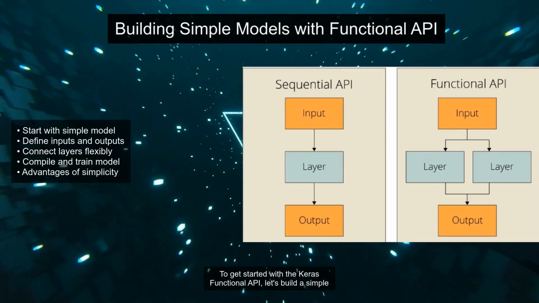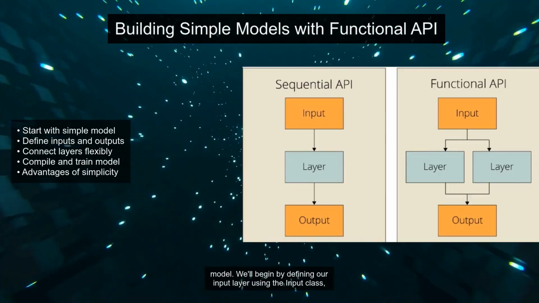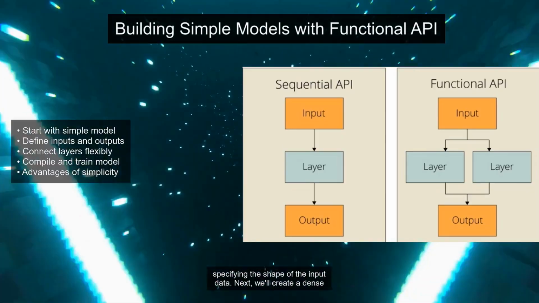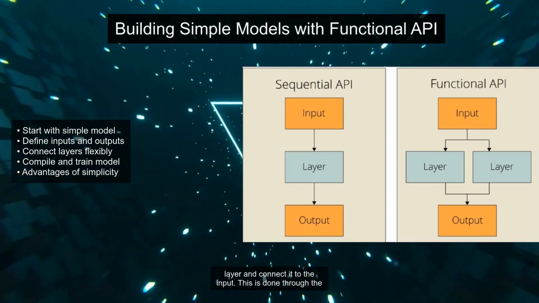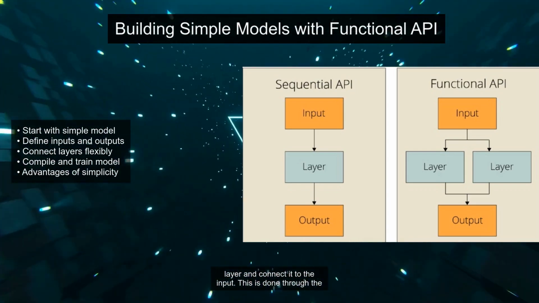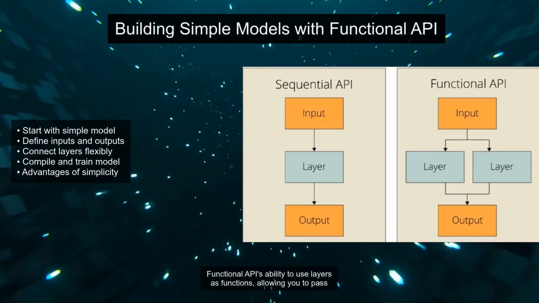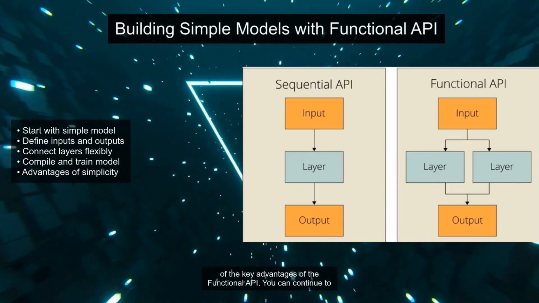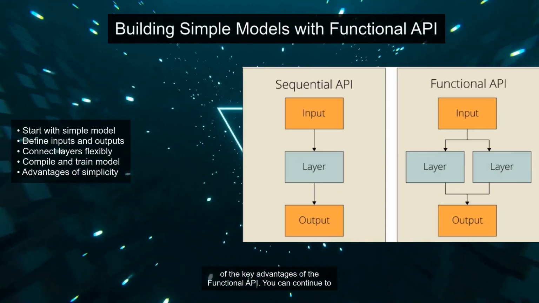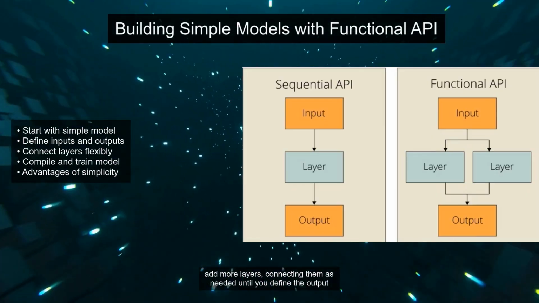To get started with the Keras Functional API, let's build a simple model. We'll begin by defining our input layer using the Input class, specifying the shape of the input data. Next, we'll create a dense layer and connect it to the input. This is done through the Functional API's ability to use layers as functions, allowing you to pass the input layer directly to the dense layer. This flexibility is one of the key advantages of the Functional API. You can continue to add more layers, connecting them as needed until you define the output layer.